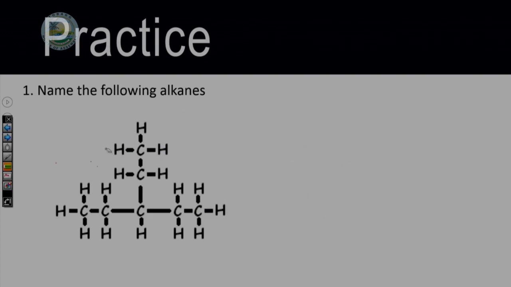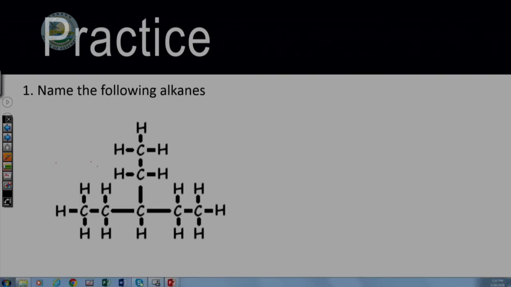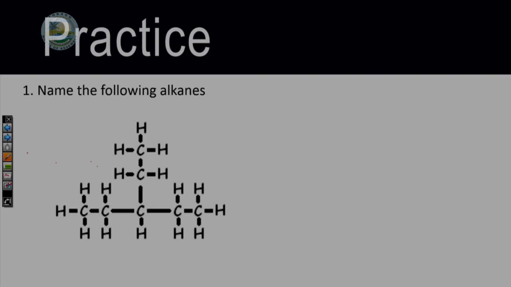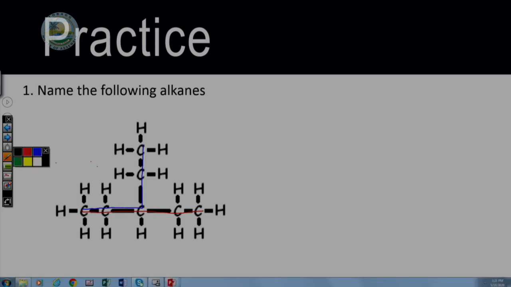So we have another compound, and we need to find the longest chain first. Always find the longest chain. So let's try here: 1, 2, 3, 4, 5. Let's try the other way to see if we can get it: 1, 2, 3, 4, 5. So either way we take it, it's going to be 5. So we're going to keep it in that direction. So let's find out the name of this compound. The longest chain is 5.